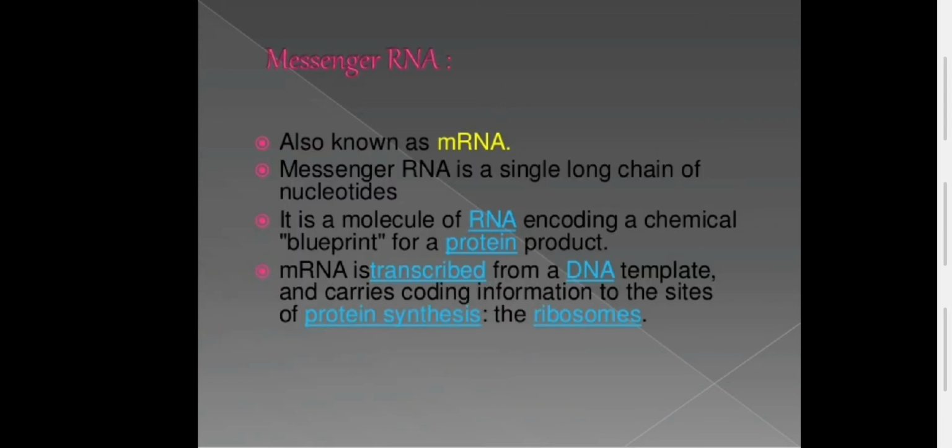Okay, continuing. Let's discuss what mRNA, or messenger RNA, is. Messenger RNA is a single long chain of nucleotides. It is a molecule of RNA encoding a chemical blueprint for protein production. mRNA is transcribed from a DNA template and carries coding information to the sites of protein synthesis, which are made up of the ribosome. So always remember that messenger RNA is a carrier of coding information to the site of protein synthesis. That coding information is from the DNA template itself. That is the function of mRNA.